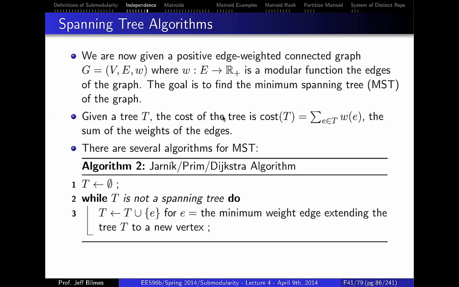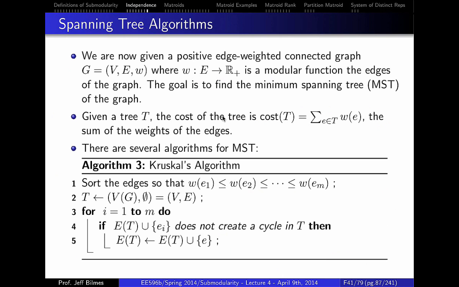Here's another algorithm. Again, it's very related. It gives you exactly the same answer for the minimum spanning tree problem. We build up this tree, and we keep adding edges to the tree that have minimum weight edge extending the tree to a new vertex. So it has to be a tree, right? We can't create any cycles. This is Prim's or Dijkstra's algorithm, or Jarnik's algorithm.